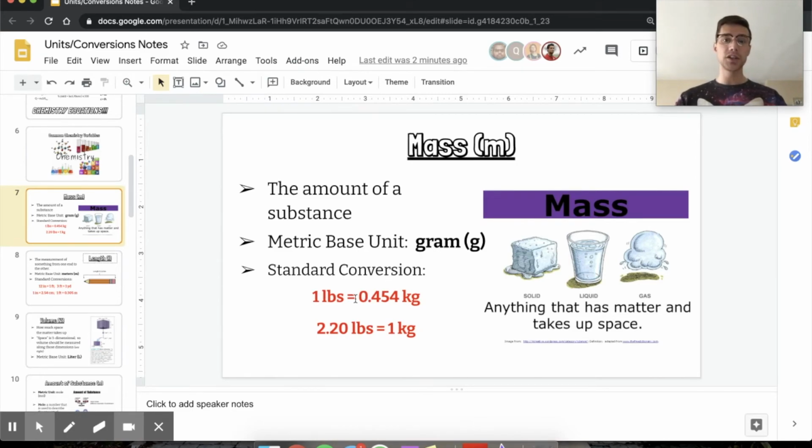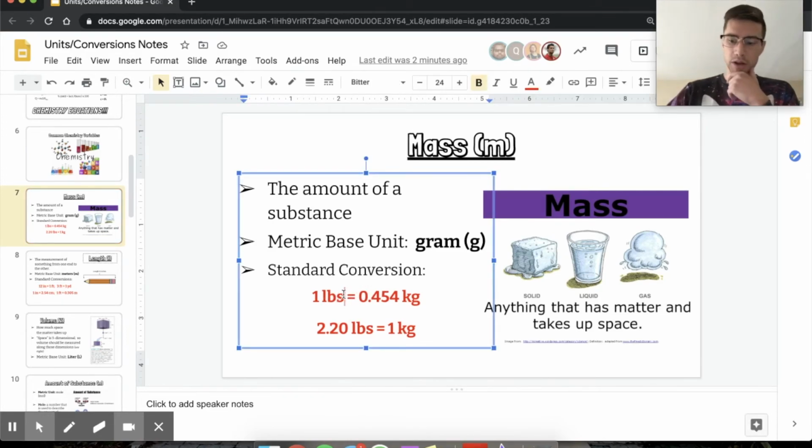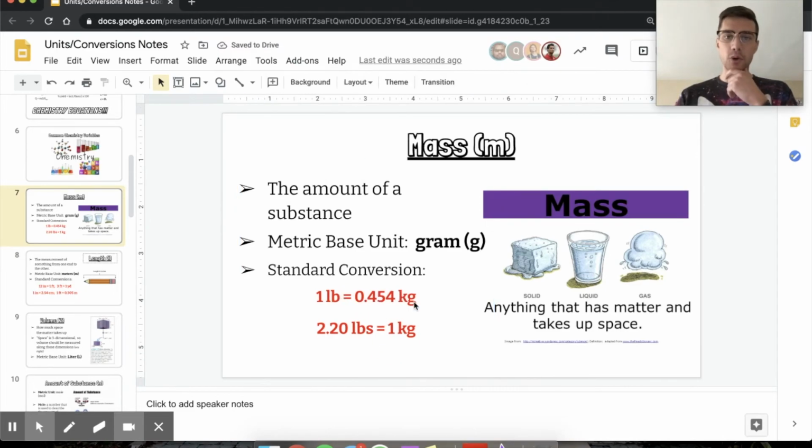So if you need to convert it, here are the conversions down here. 1 pound equals 0.454 kilograms. And we'll talk about how to convert from grams to kilograms once we get to the metric system. But this is our relationship here. If you wanted to do the other way around, 1 kilogram is the same as 2.20 pounds.